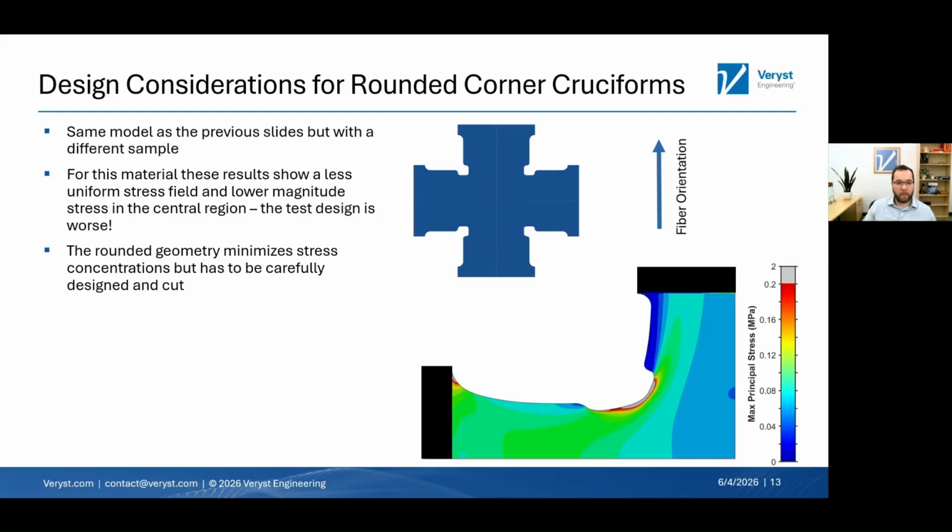We're finding a less uniform stress field and lower magnitude stress in the central region. And so we're not actually getting any better result than we would with just a simple sharp-edged cruciform. So it really has to be carefully designed.